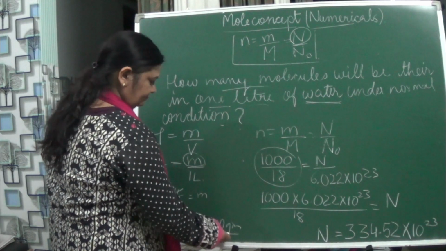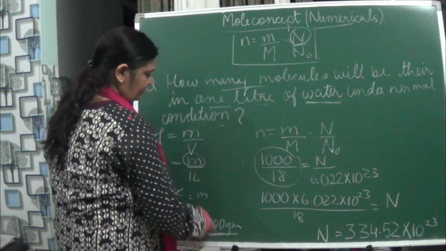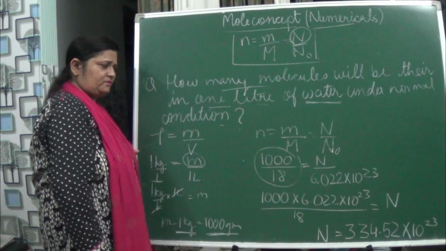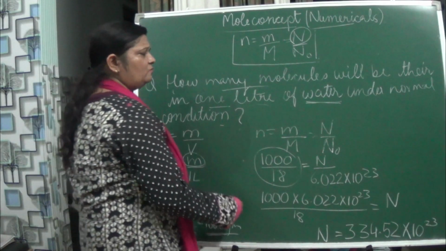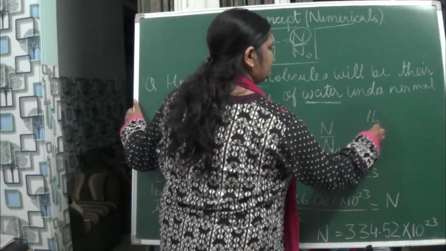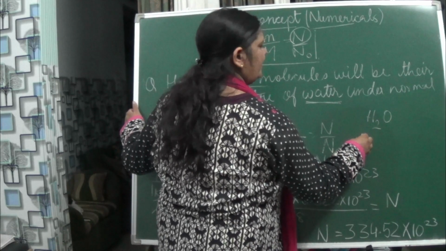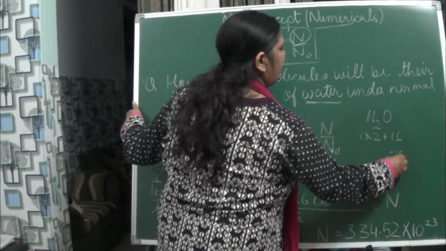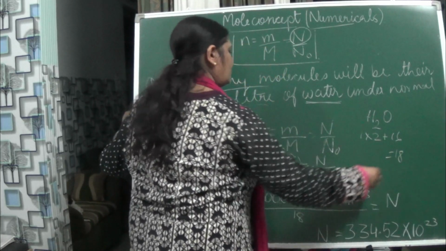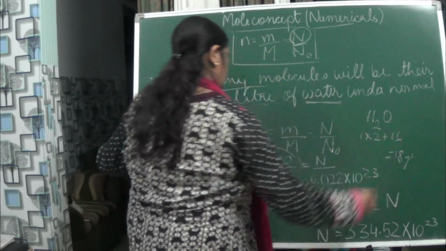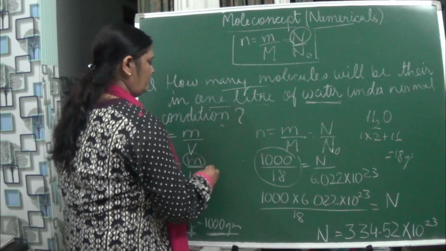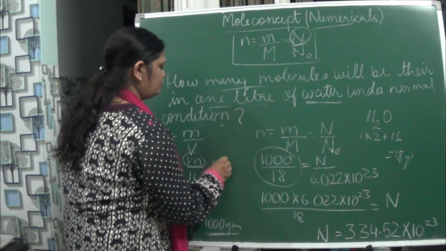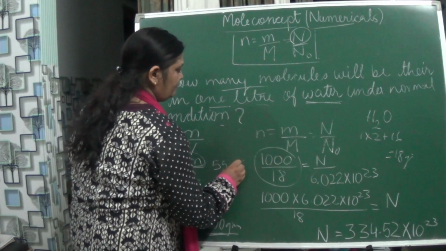Given mass is how much? 1 liter, we have calculated it. It is 1000 grams. Okay. Molar mass of water is what? H2O it is, isn't it? So it will be 1 into 2 plus 16. That is 18, isn't it? So it comes 18 grams. So when you divide it, you will get the value of number of moles, 55.5.